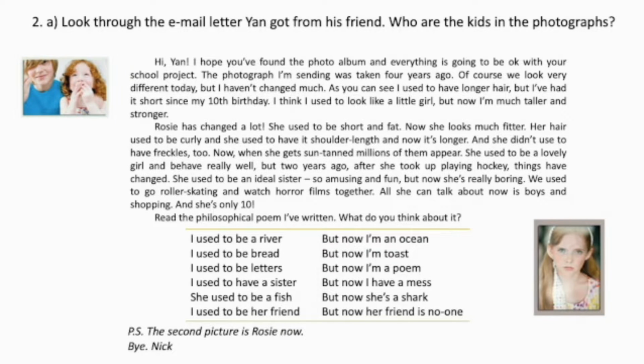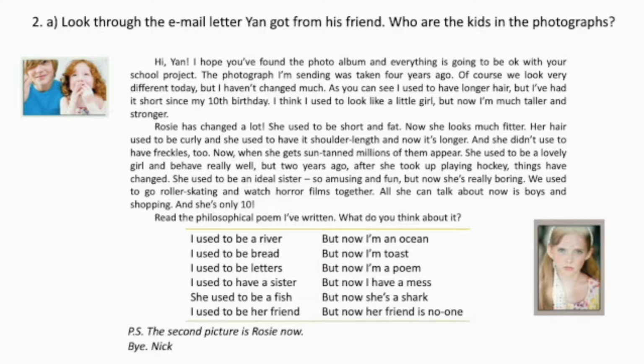She used to be a lovely girl and behave really well, but 2 years ago, after she took up playing hockey, things have changed. She used to be an ideal sister, so amusing and fun, but now she's really boring. We used to go roller skating and watch horror films together. All she can talk about now is boys and shopping, and she's only 10.